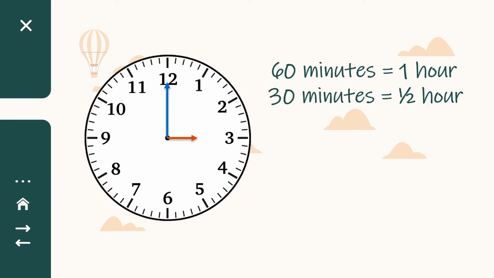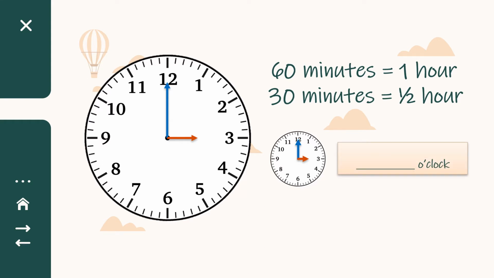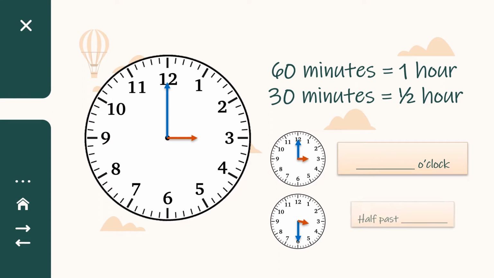How to read time? Remember, when the minute hand is pointing at number 12, we say it is something o'clock. And also remember, when the minute hand is pointing at the number 6, we say it is half past something.